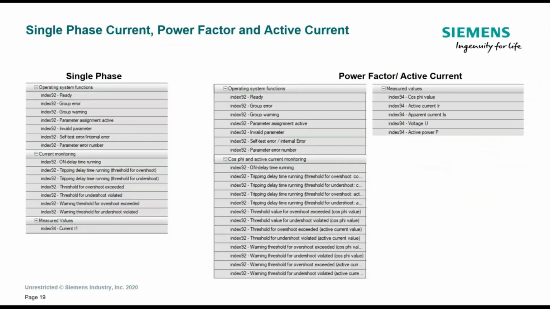And in this case, for the single phase current, you can get those digital diagnostics with the index 92 representation. And with index 94, the measured values, you can also get the specific current for the single phase. Or with the other ones, you get the power factor, active current, apparent current, the voltage on the system, and the active power, all from that power factor active current. So one monitoring relay, in this case, can get you 5 analog values coming back into your process system.